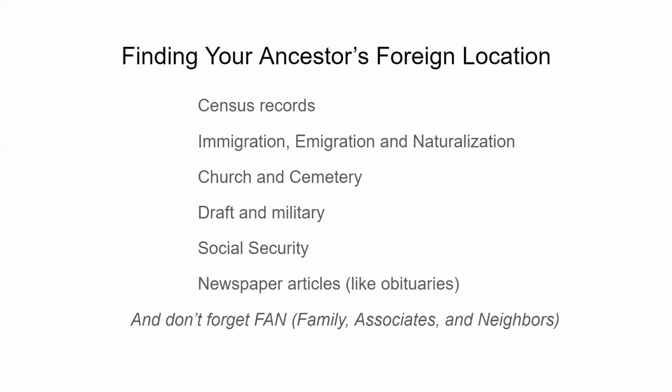So how do you figure out where your ancestor came from? The answer is you have to dig like the devil. Census records will give you a general answer like Germany or Ireland or something. Immigration records and naturalization records often get much more precise. And you'll see a couple of examples today.